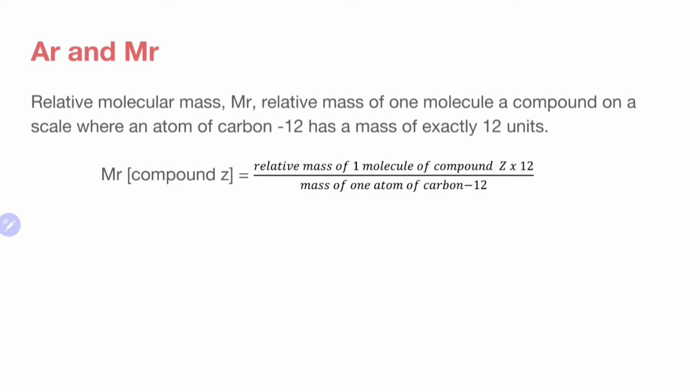For MR, relative molecular mass, this is the relative mass of one molecule of a compound on a scale where an atom of carbon-12 has a mass of exactly 12 units. The same, but MR is for compounds. For example, for compound Z, MR is the relative mass of one molecule of compound Z times 12 over the mass of one atom of carbon-12.